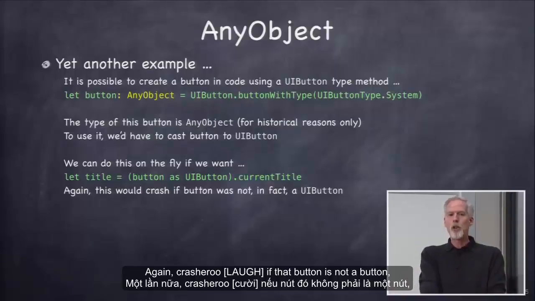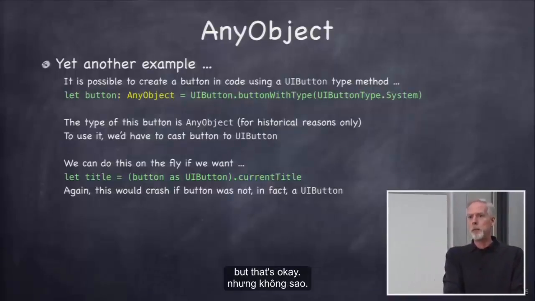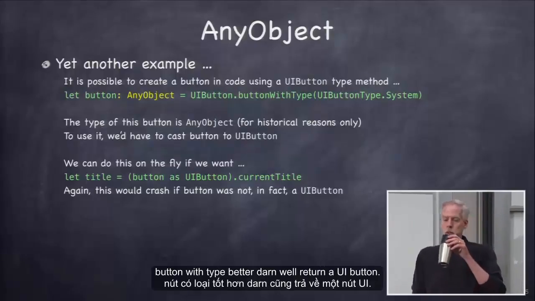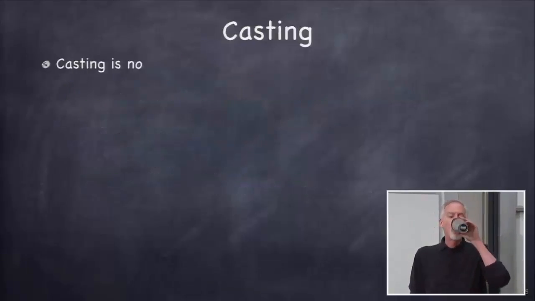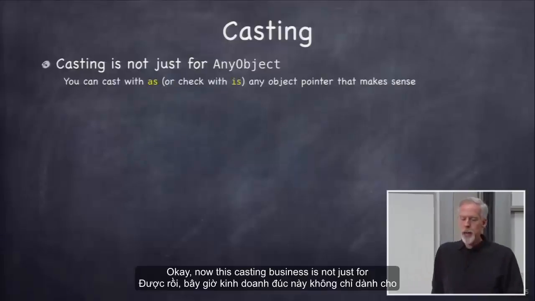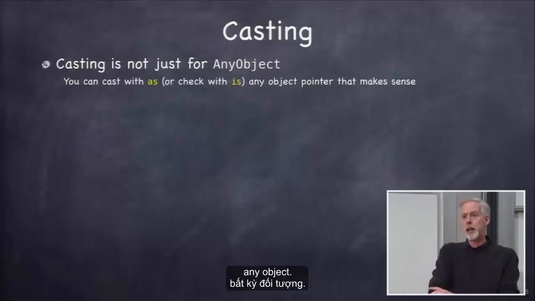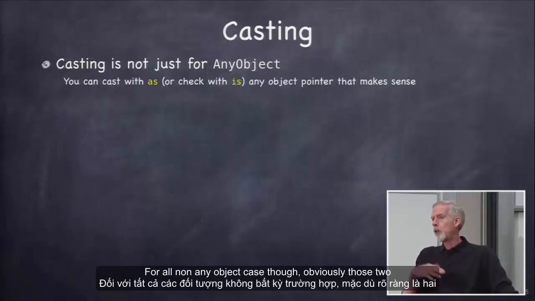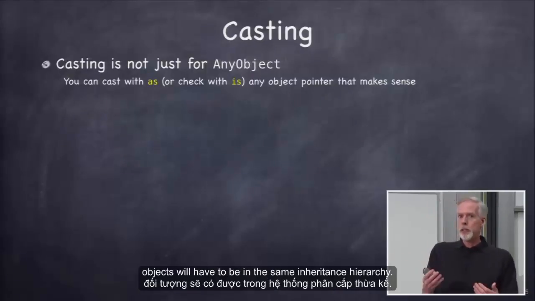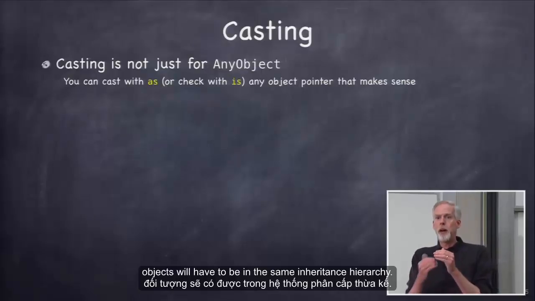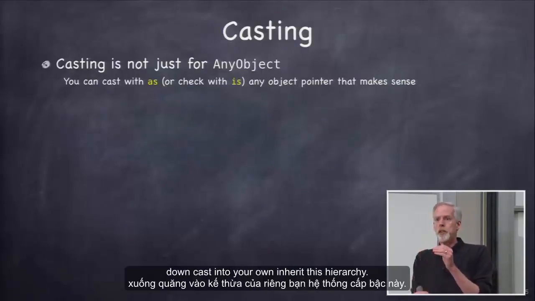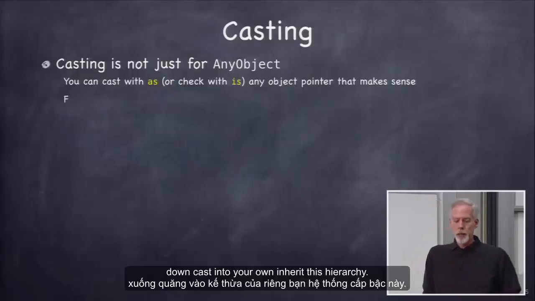Cast on the fly. Again, crash-a-roo if that button is not a button, but that's okay. In this case, button with type better darn well return a UIButton. Okay, now this casting business is not just for any object. You can actually cast any two objects. For all non-AnyObject cases, though, obviously those two objects would have to be in the same inheritance hierarchy, right? You can only cast down, downcast into your own inheritance hierarchy.